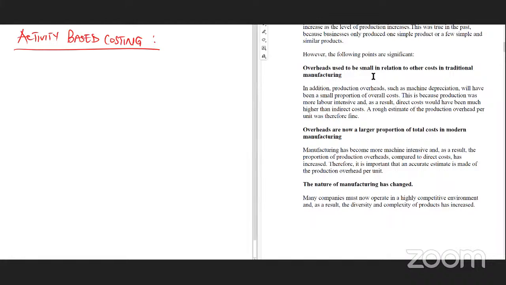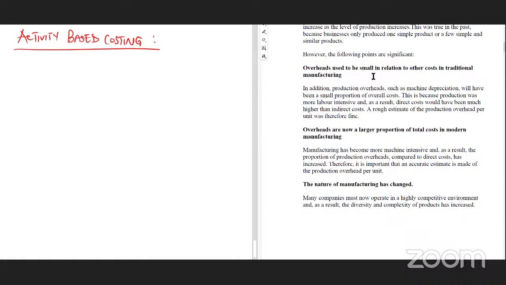Because your overheads were not that much, we just used guesswork. As I was telling you on Thursday, based on guesswork, we can say, okay, if we spread that cost on labor hours, at least we can get a rough figure. Unlike now, where overheads are a huge chunk. Look at the foam manufacturing industry.